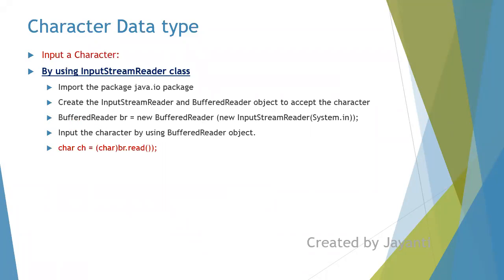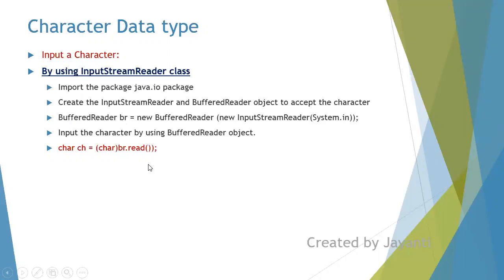Now this is new for the people who are using the scanner. Normally if you are using the input stream reader or buffered reader, you need to import the java.io package. You need to create the input stream reader and buffered reader object to accept the character. Now instead of scanner, you will be writing BufferedReader br = new BufferedReader(new InputStreamReader(System.in)); so you will be creating an object called br.